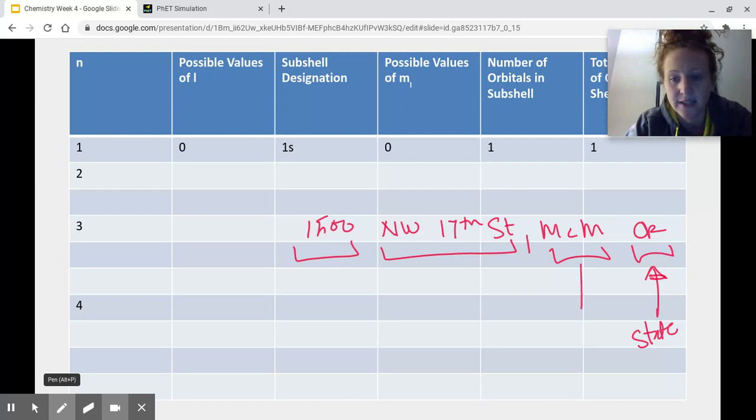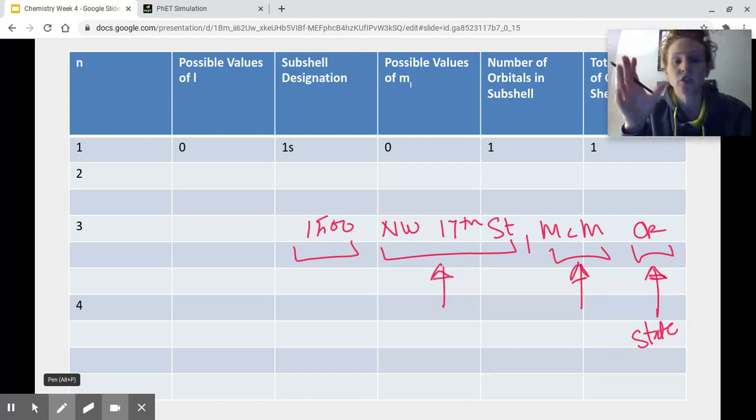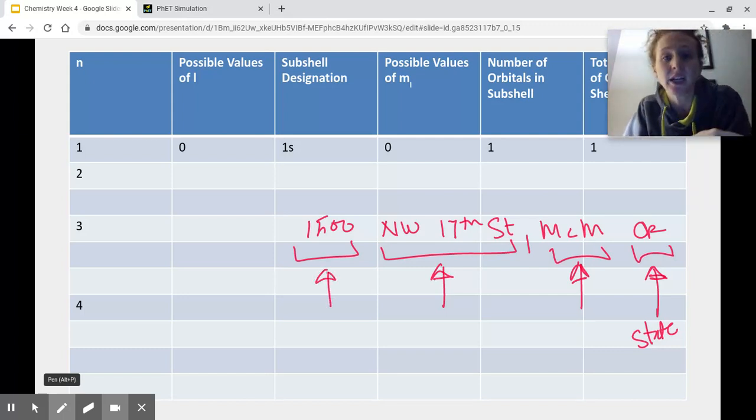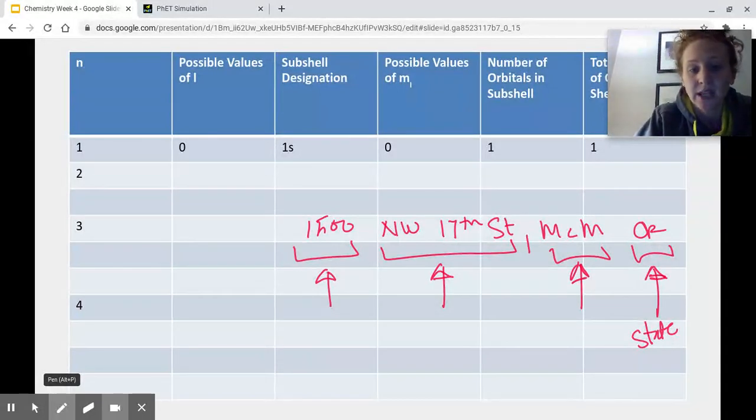And then within that state, we zero in to a city. And within that city, we zero into one street. And then within that street, we zero in on one building. So it's like a code. It's like a code that tells us where something is located. Well, for the electrons, we have a similar code.